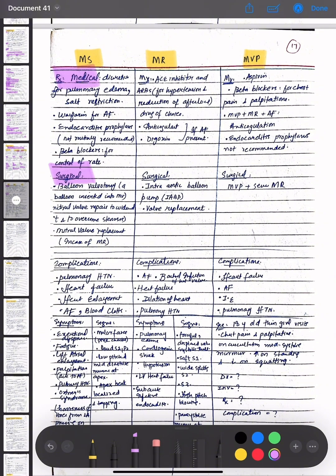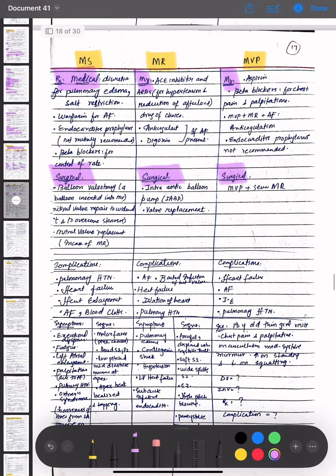Now, the management for mitral regurgitation is ACE inhibitors and ARBs for hypertension and reduction of afterload, the drug of choice. Anticoagulants and digoxin are given if indicated. The surgical treatment for mitral regurgitation is intra-aortic balloon pump and valve replacement. For mitral valve prolapse, the management options are aspirin, beta blockers for chest pain and palpitations, and anticoagulation. Endocarditis prophylaxis is not recommended. Surgical interventions are done in the case of mitral valve prolapse along with severe mitral regurgitation.